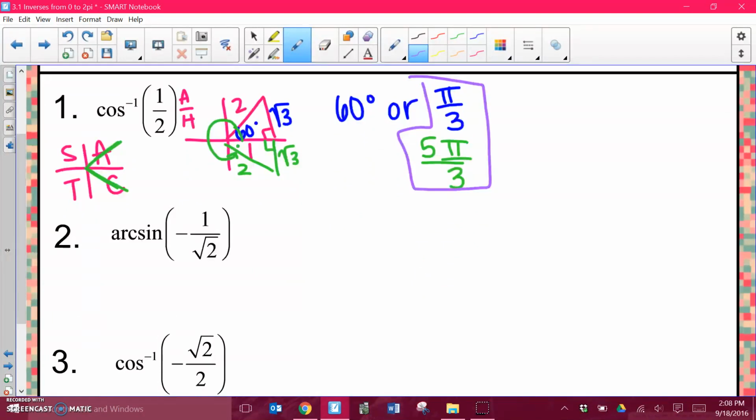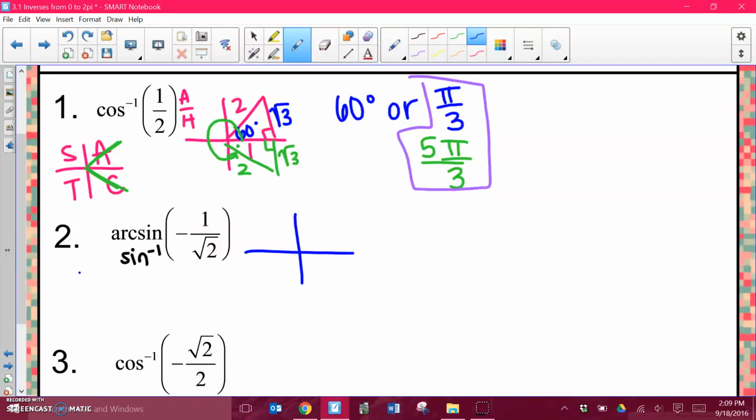So if I look here, this says arc sine. Remember, arc sine is the same thing as saying inverse sine, so sine to the -1 of this. You might see it as arc sine, you might see it as inverse sine. So I'm going to go ahead and draw my triangle. I'm going to change my pen color.